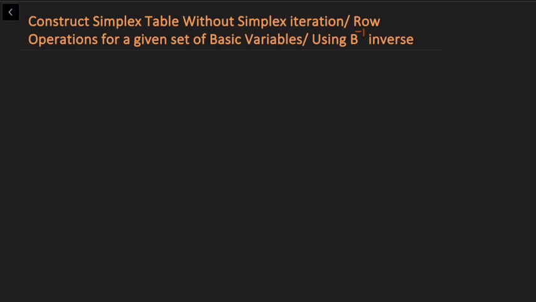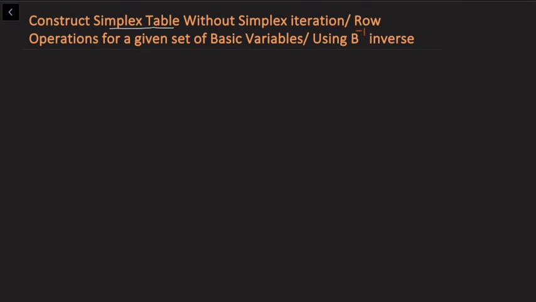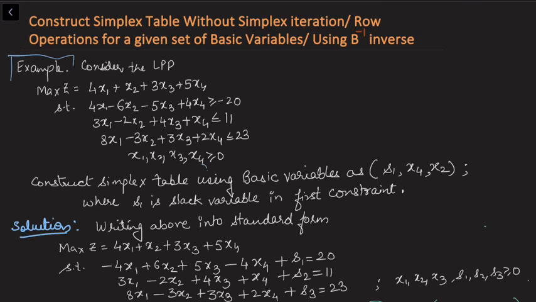In this video, we want to construct a simplex table without simplex iteration, or without using the standard row operations, for a given set of basic variables, or we can say using the B inverse concept. So for this, let us consider this example.